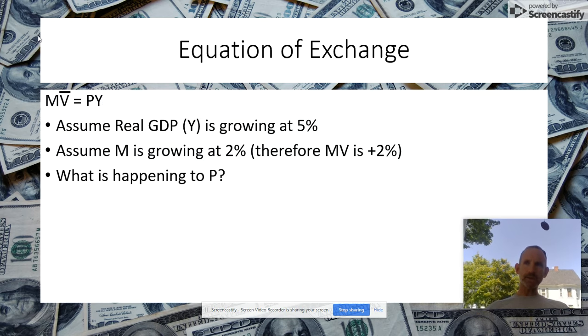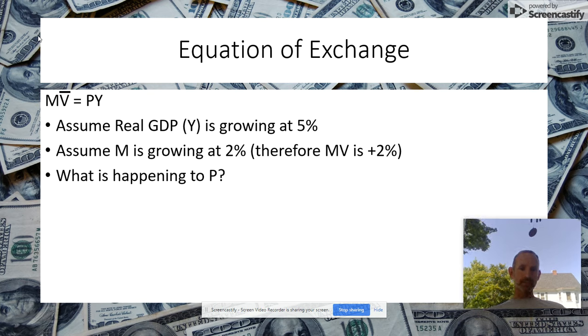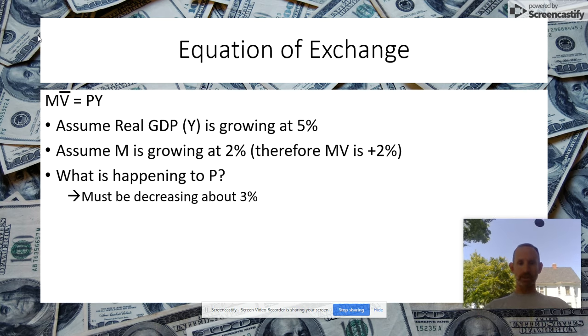Now, here's why this equation is important and how economists actually use it. Assume for now that real GDP, which is Y in that equation, is growing at 5%. So that's a pretty good clip. The economy is doing really well. The government, through the Federal Reserve, controls the rate of growth of the money supply. So let's assume they're allowing the money supply to grow at 2%. If V is constant, then MV is growing at 2%. And if Y is growing 5%, what's happening to P? Well, it must be decreasing by about 3%. So in this case, because of mismanagement of the money supply, we're seeing deflation of about 3%.